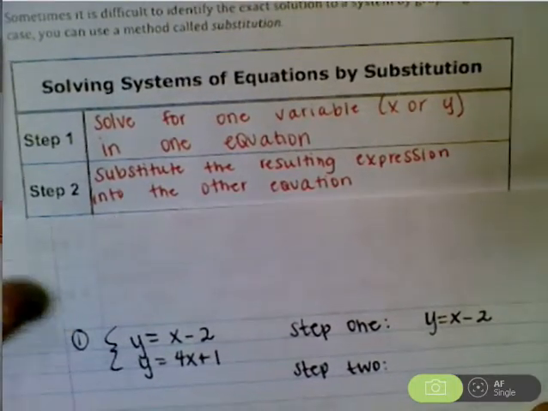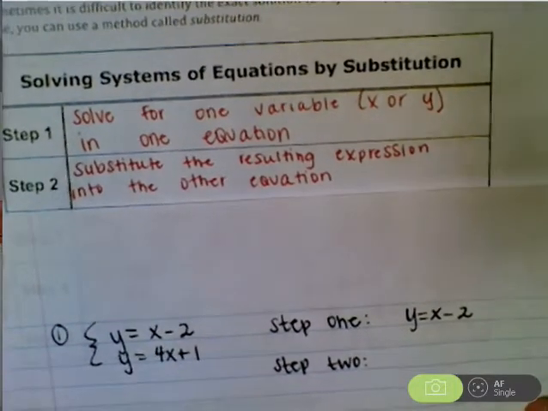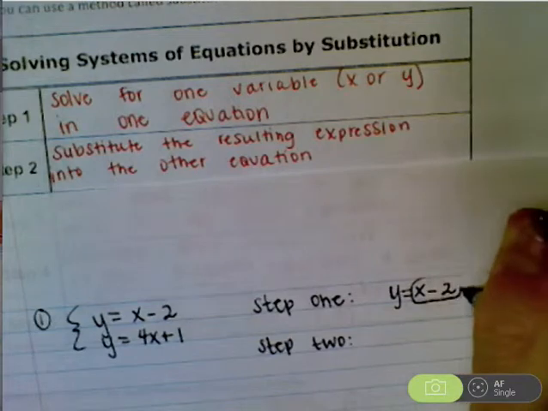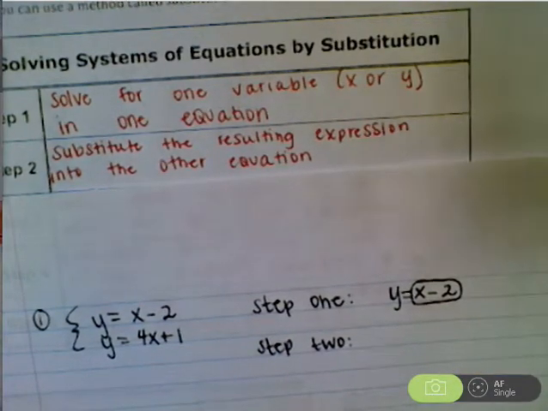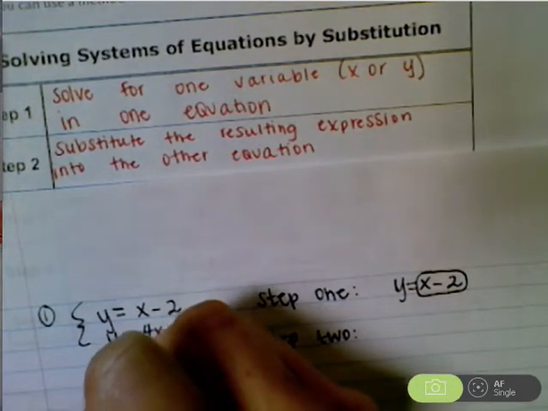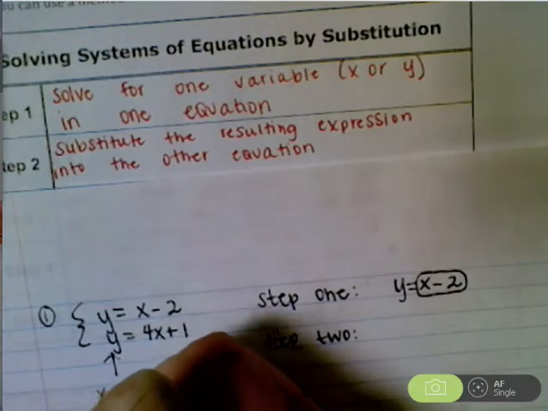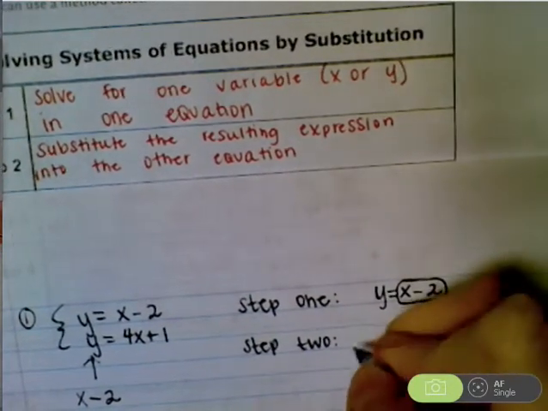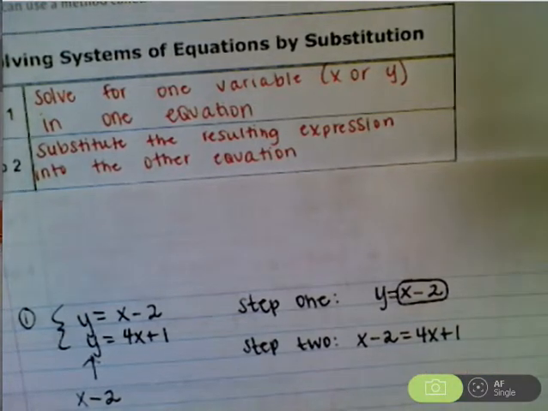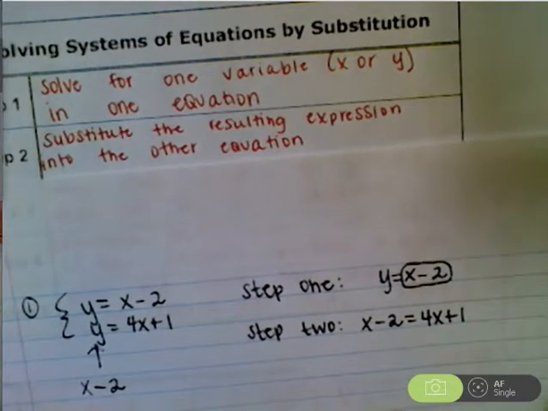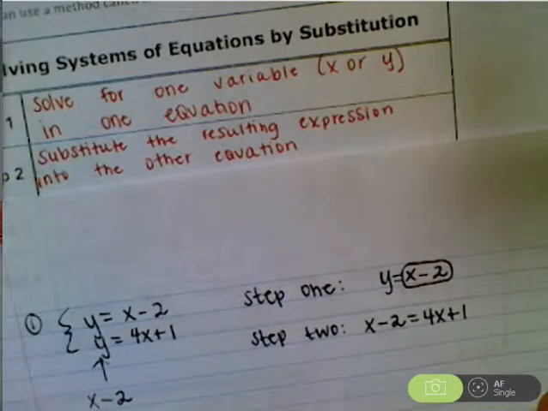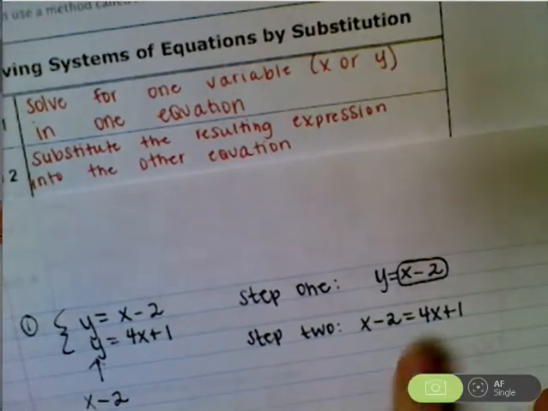Step 2 says to substitute the resulting expression into the other equation. So here's what that means. We know that y is equal to x minus 2. So if y is equal to the expression x minus 2, then in this equation we can replace y with the expression x minus 2. So we're going to plug in x minus 2 for y in the second equation. And that's how I get x minus 2 equals 4x plus 1. All I did was replace y with x minus 2. Is anyone confused on how I got this equation?